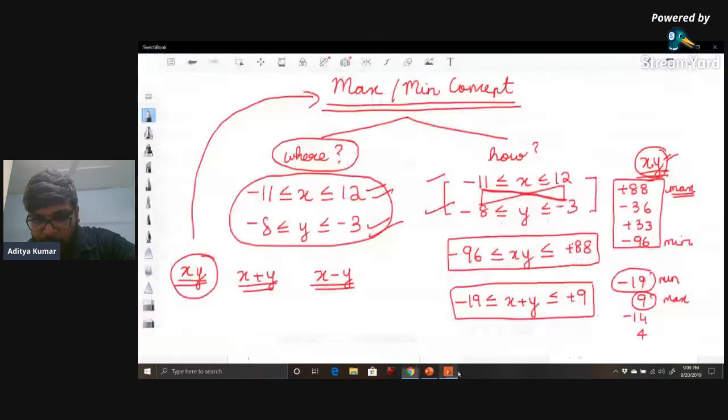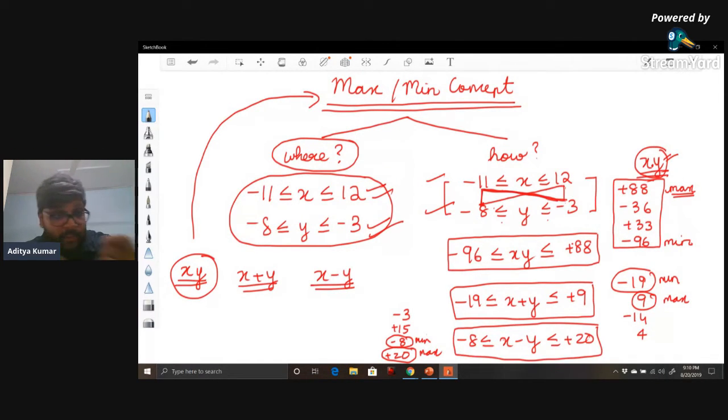Perfect. If you want me to work for x minus y, Shrey, same thing, right? So same logic applies. If you want x minus y, just follow the extremes, right? Minus 11 minus of minus 8 will give me minus 3. 12 minus of minus 3 gives me plus 15. Minus 11 minus of minus 3 gives me minus 8. And 12 minus of minus 8 gives me plus 20. So here's my max value and here's my min value, right? So the range of x minus y will be from minus 8 to plus 20.